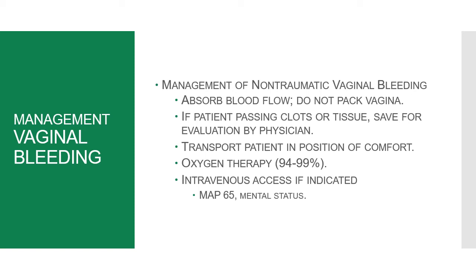If the patient's passing clots or tissue, you want to save those to be evaluated by the physician. If it is a fetal demise and a loss of a pregnancy, they may send the tissue for evaluation if there's some concern that there was an abnormal development, especially if it's a recurring issue the patient is having. Transport the patient in the position of comfort, and they will let you know what that is. They may want to be on their side or knees drawn up, or they may want to sit. Oxygen therapy to maintain a sat of 94 to 99%, IV access if indicated, and fluids to maintain a MAP of 65 and a normal mental status. Then the rest of your monitors and checking glucose for a history of diabetes or altered mental status, things that just make sense. Don't get distracted by the fact that this is a GYN patient, because it is still a patient.